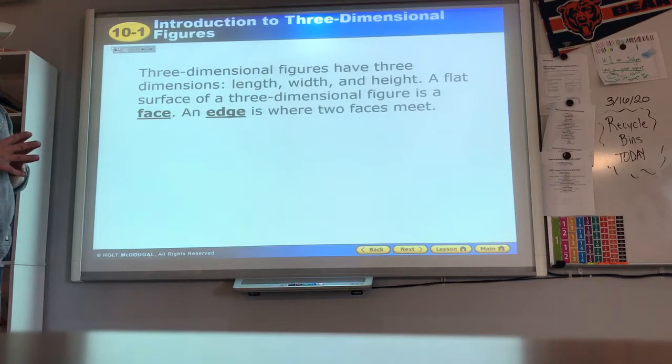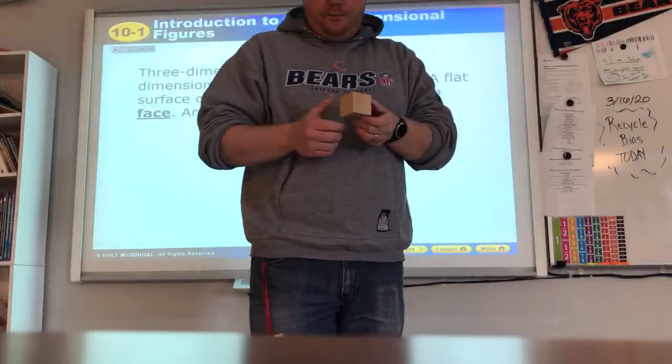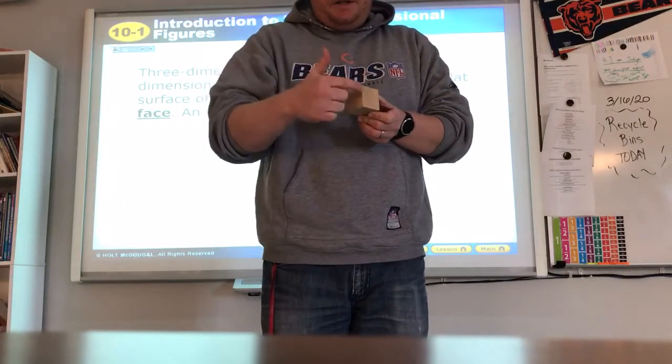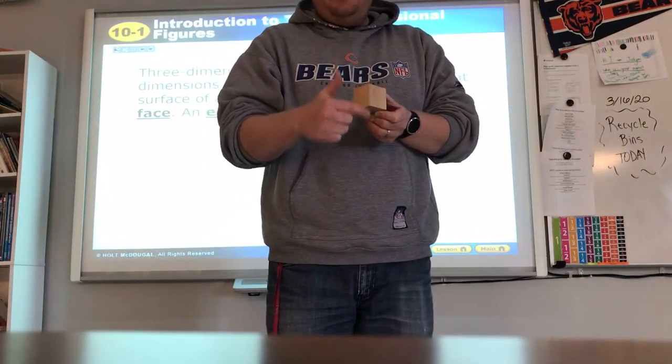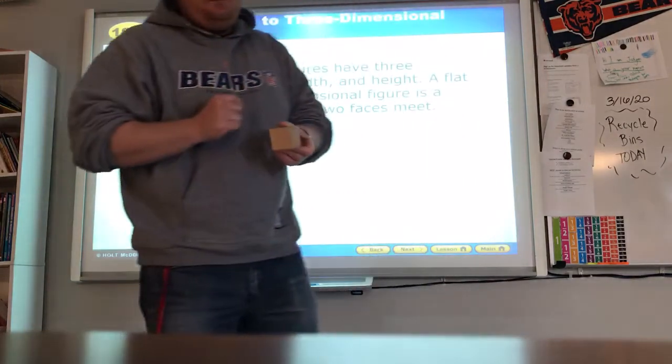Three-dimensional figures have three dimensions: length, width, and height. A flat surface of a three-dimensional figure is called a face. An edge is where two faces meet. So if we're looking at our three-dimensional figure here, we have a face, we have a face, we have an edge where those two faces meet. Or we have a face, we have a face, we have an edge where those two faces meet.